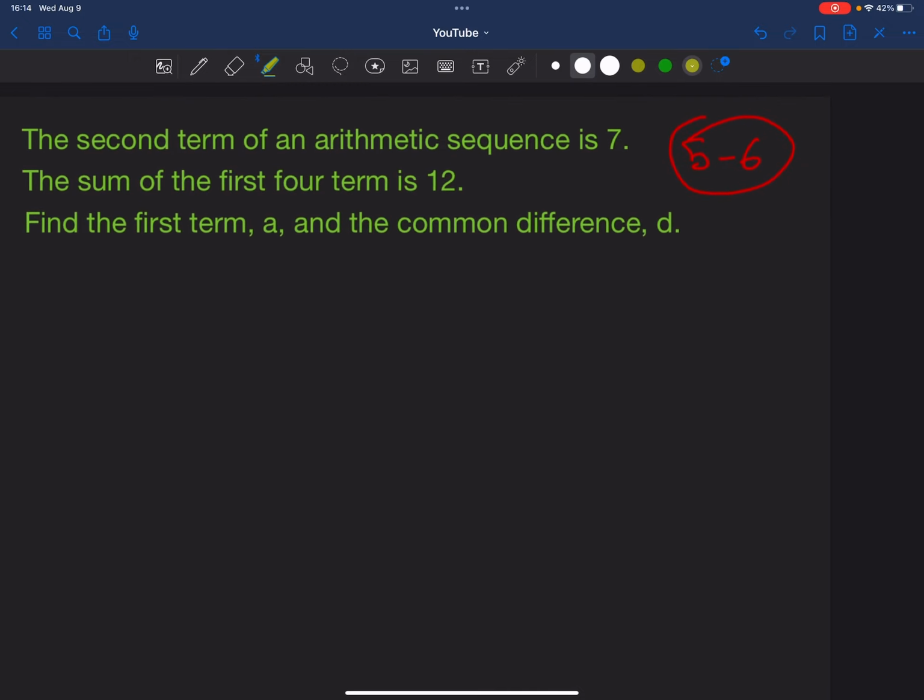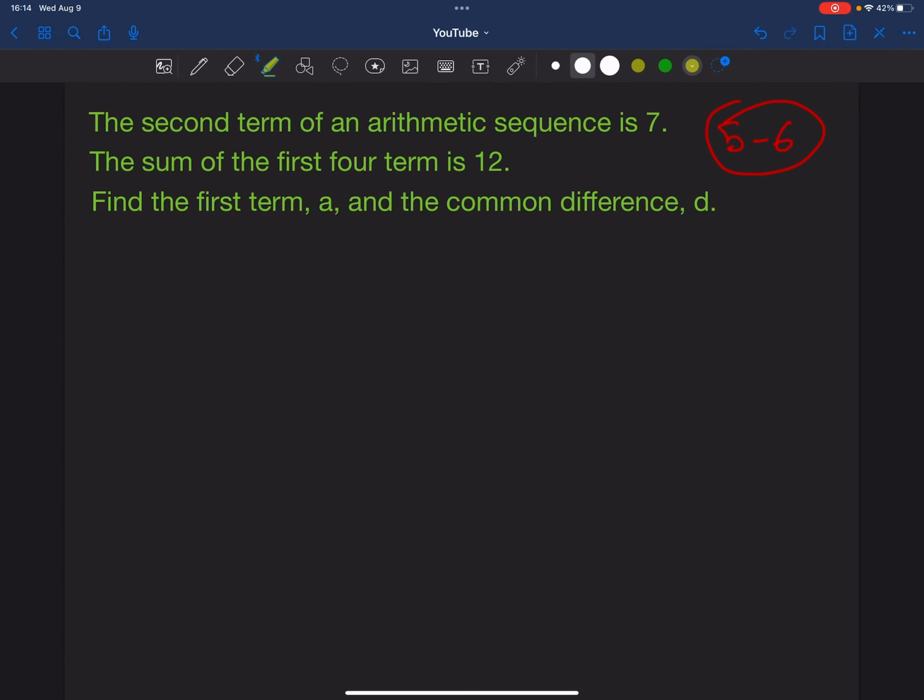Now for the second question. The second term of an arithmetic sequence is 7. The sum of the first 4 terms is 12. Find the first term A and the common difference D. Okay. Let's write down the information that we know. We know T2 is equal to 7, right? Term 2 is equal to 7, but we know the sum of the first 4 terms is 12.